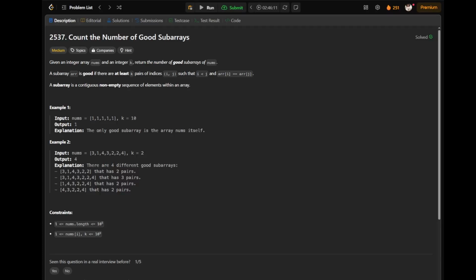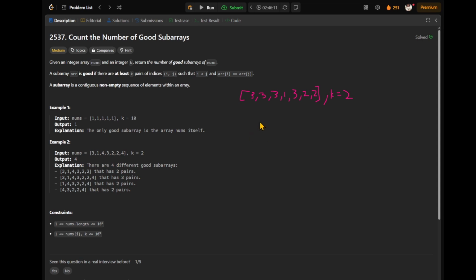Number 2537, count the number of good subarrays. In this problem, we want to find the number of good subarrays such that there are at least k pairs of indices where i is less than j and the value at i is equal to the value at j. Let us look at an example. To solve this, we can use a sliding window and a hash map.